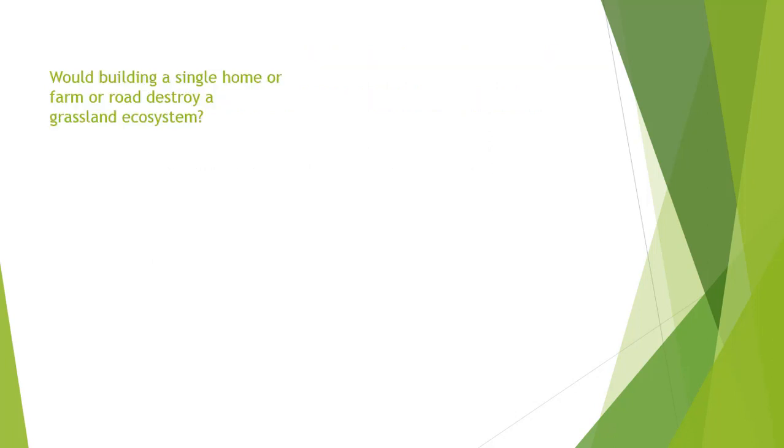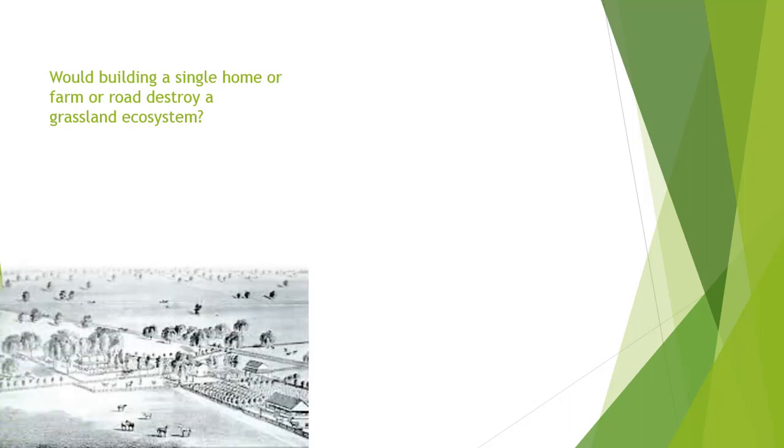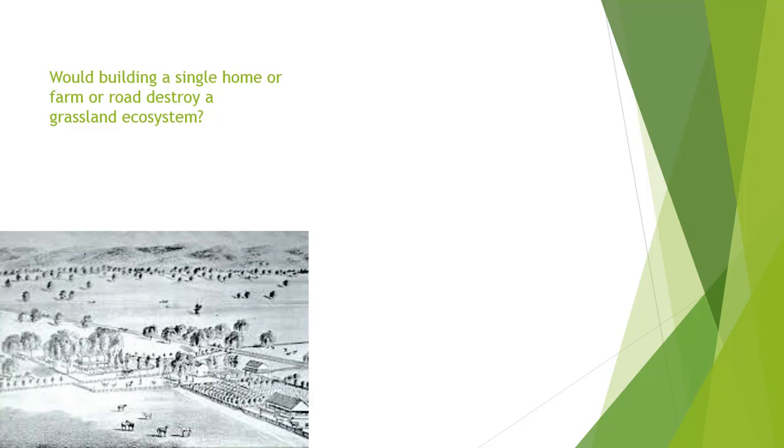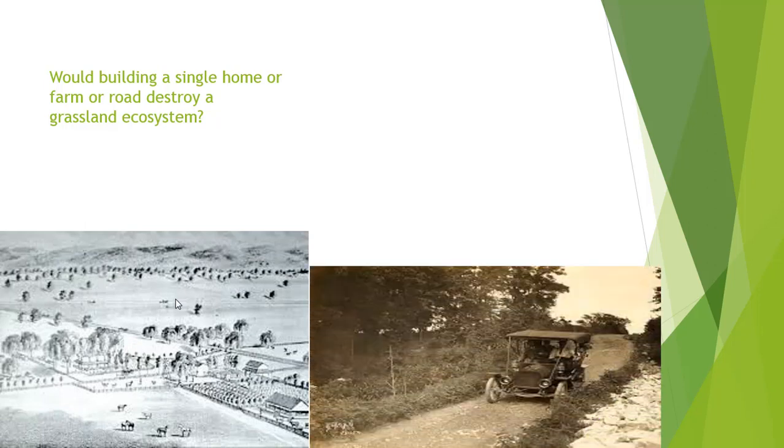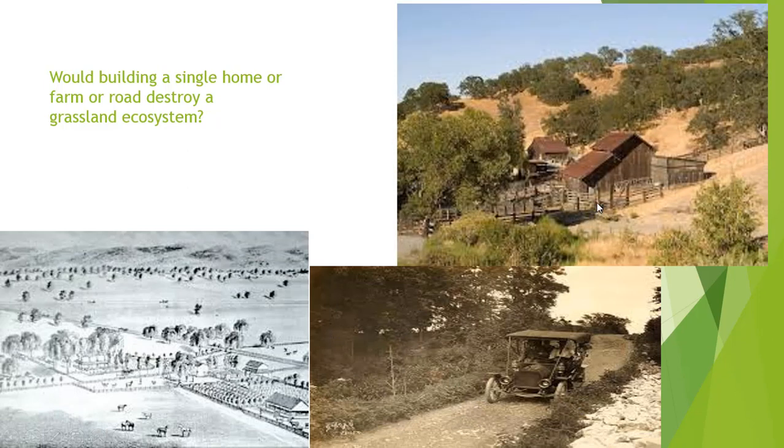First question: would building a single home or farm or road destroy a grassland ecosystem? So remember, before they had the farms, there was a grassland here. Right, and so would building this farm destroy the grassland ecosystem? Would building roads going to different farms or to different cities destroy the grassland ecosystem? Would building a farm in an area destroy the grassland ecosystem? So if you need to stop the video, please stop the video and answer that question.